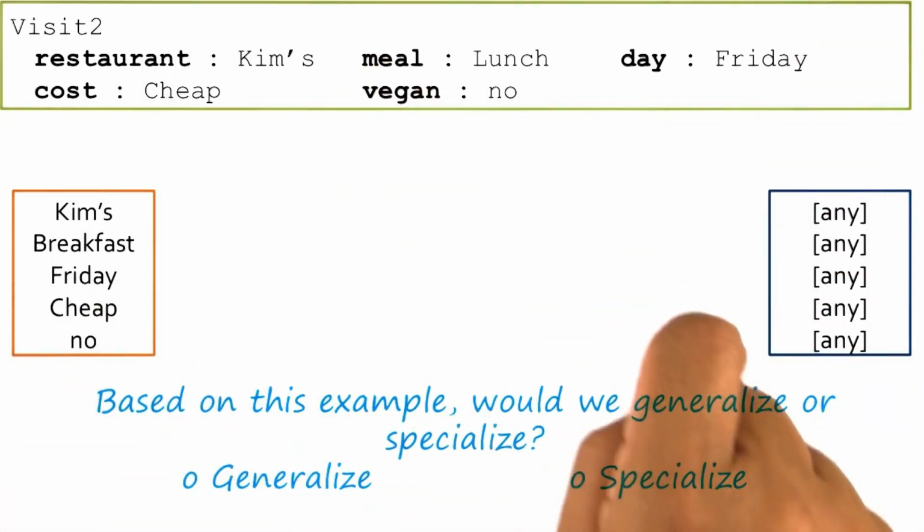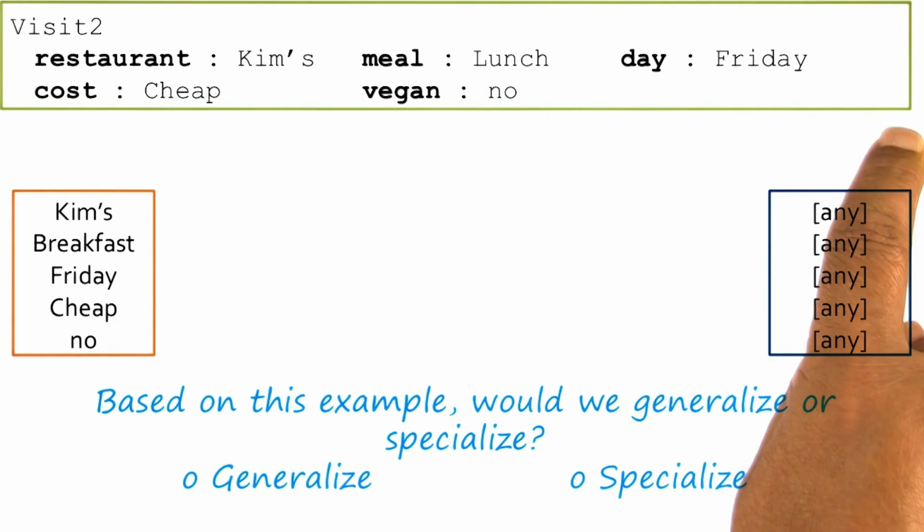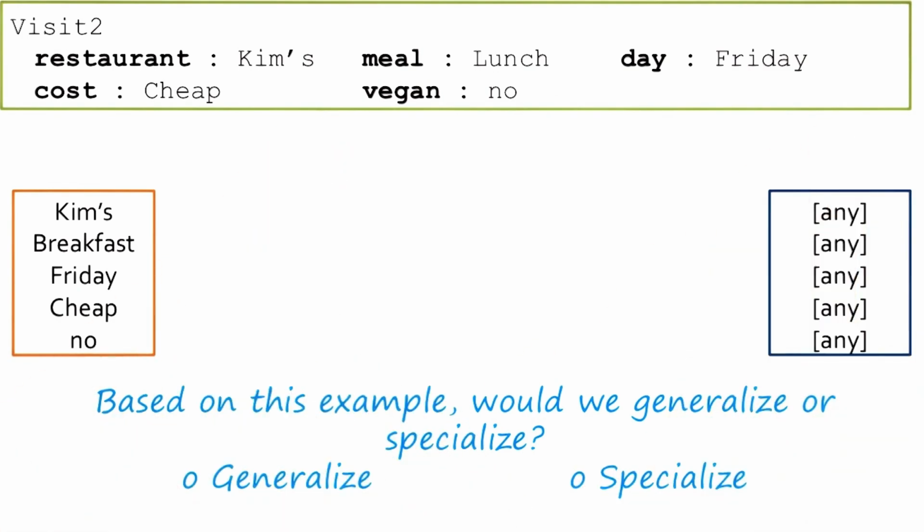Now suppose a second example comes along, and this example is also positive as indicated by the green outline. Based on the second example, would you specialize or would you generalize? What do you think, David, generalize or specialize? So we said earlier that whenever we get a positive example, then we generalize our most specific model. So we need to generalize this model based on this new example. It's no longer sufficient to say that I'm just allergic to any breakfast at Kim's on a Friday that's cheap and not vegan. There's something else I'm allergic to.